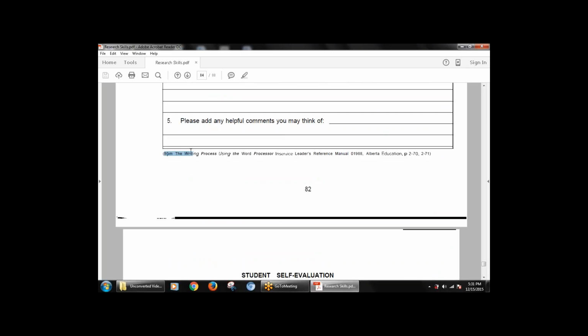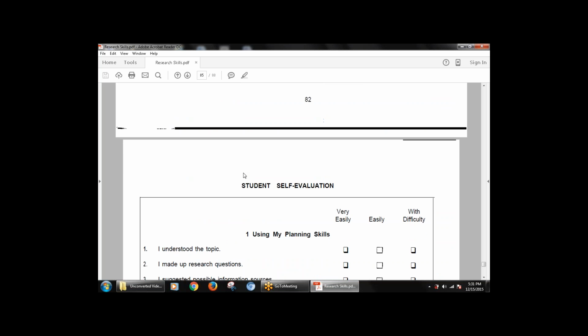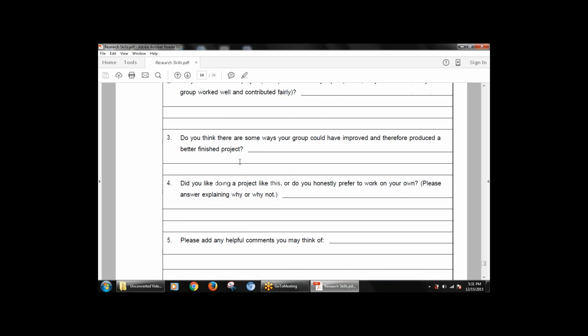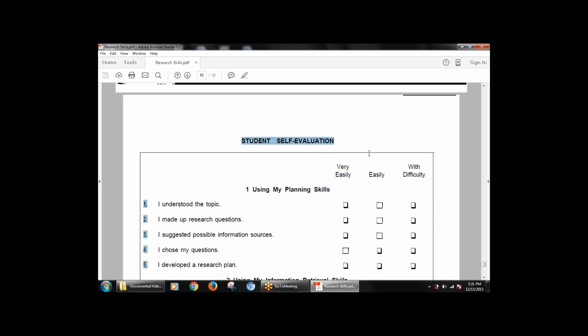Now, from the writing process, using the word processor, service leader, reference manual, this is the form that is a group effectiveness appraisal. Now next is a student appraisal or student self-evaluation, and this is for the student itself. So they are evaluating whether they are really satisfied or not. That is the first part, using my planning skills.